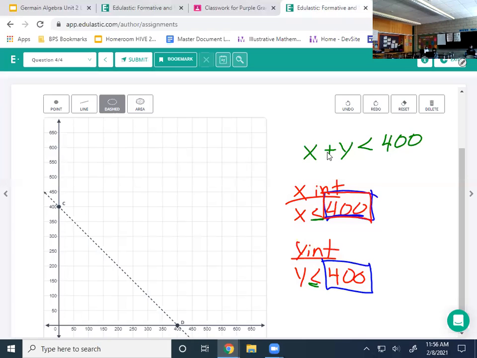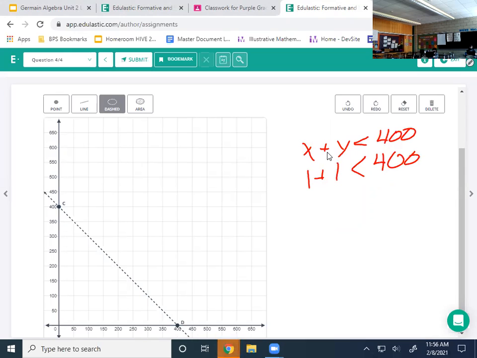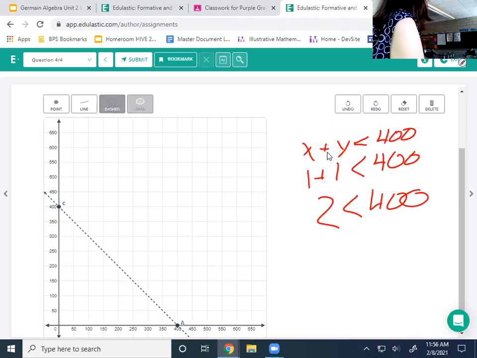Okay, so now I need to figure out where I'm shading. What do you do when you're trying to figure out where you shade? Kyle? Plug in 1, 1. Plug in 1, 1. Very good. Nice job on that one, Gabe. We had our x plus y is less than 400, right? And then we go 1 plus 1 is less than 400. 2 is less than 400. Is that a true statement? Yes, it is. Very good. So we shade below the line.